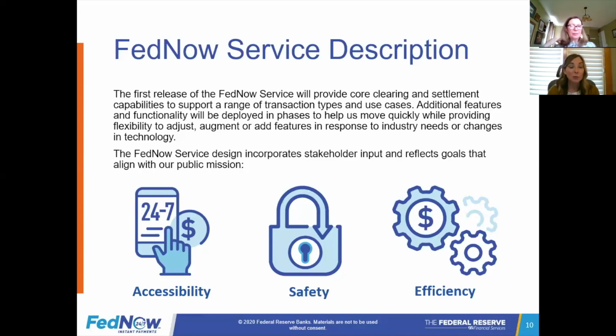So those three areas that Maria highlighted earlier. Our goal is to bring FedNow to market as quickly as we can. So we are taking a phased approach. Our initial release will include core features for a clearing and settlement service, as well as some value-added features and functionality to support a range of transaction types and use cases. Additional releases with more features and enhancements will follow quickly on an iterative basis.